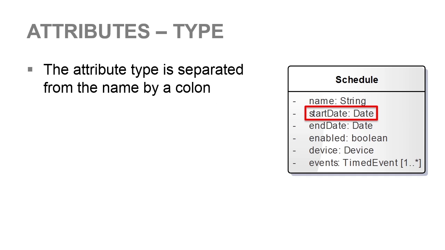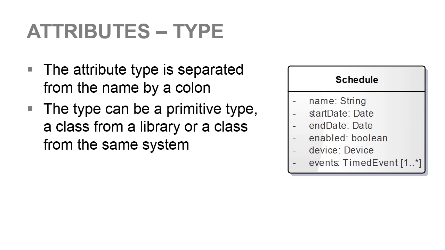Each attribute has a type, which defines the kind of data that can be held in the attribute. The types can be primitive value types, like Boolean for true and false logical values, or an int for integers. Or it can be a class, either from a library, like a date class, or from the same model, as in the example where device and timed event are part of the same system.